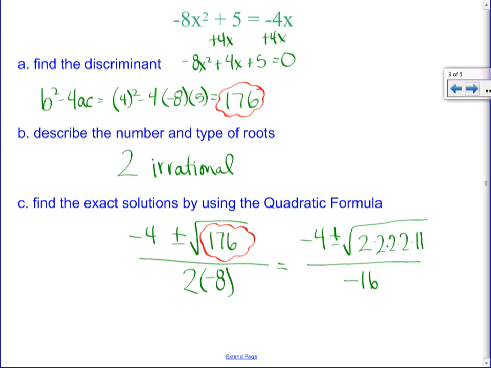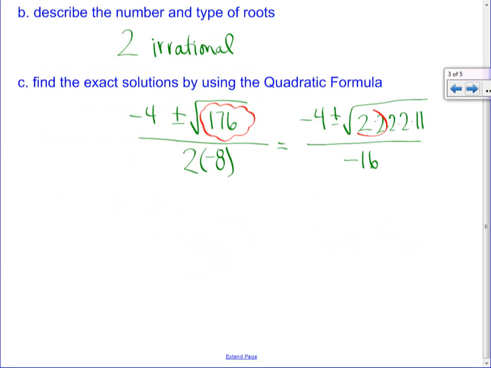So let's simplify our radical. We're looking for pairs of numbers. We got a pair of 2's and another pair of 2's. So both of those are going to come out. So we've got what out front of the root here? 4 plus or minus 4 root 11. Okay, radical 11. Yep. And then negative 16.